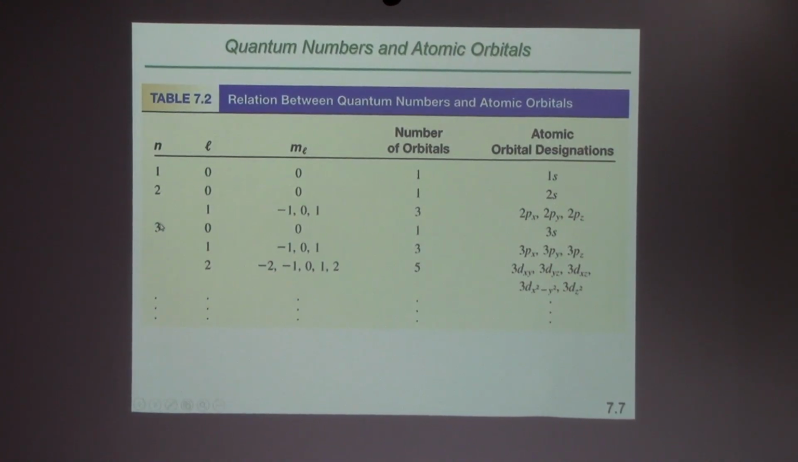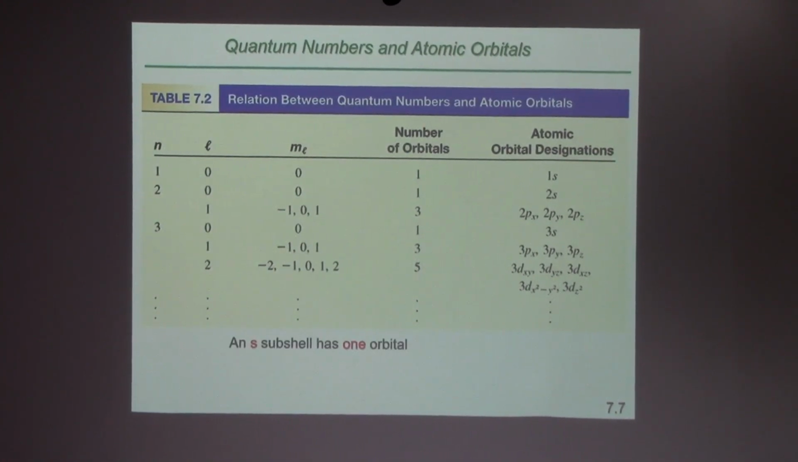And then we can look at n equals 3. When n equals 3, L can be 0, 1, or 2. The value of ML depends on the value of L. If L equals 0, ML will be equal to 0. If L equals 1, the value of ML will be either negative 1, 0, or 1. If L equals 2, the value of ML can be either negative 2, negative 1, 0, 1, or 2. Now, if you want to count how many orbitals you can have when you have three shells, you have to add all of them up. So it will be 1 plus 3 plus 5 gives you what?